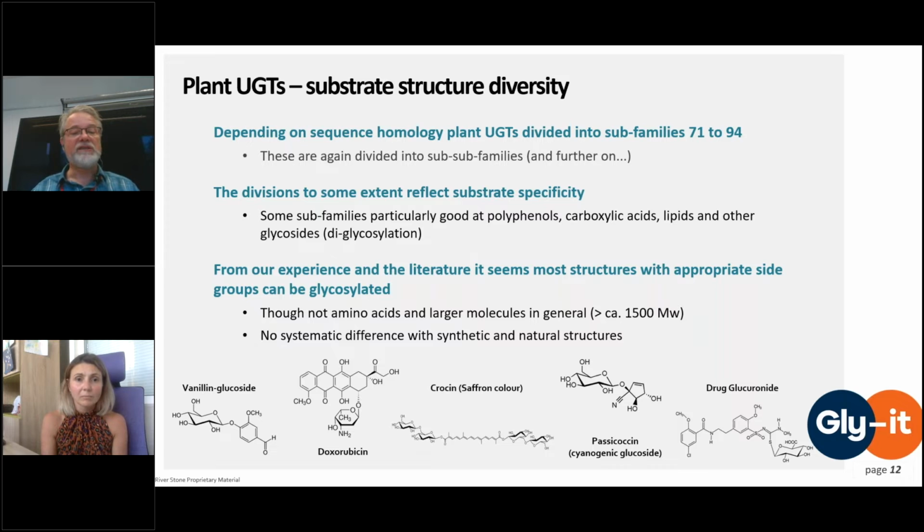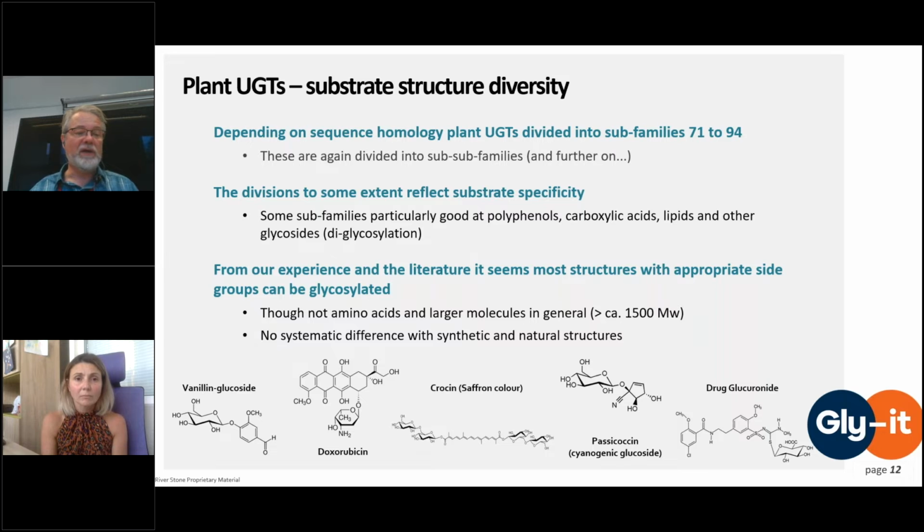We do not see any systematic difference between synthetic and natural small molecules. They seem to be indifferent about this. One thing to keep in mind though is that if the folding of the small molecule in a given solution is such that the only available side group is sort of shielded from the environment, then things get difficult. There are things to do about this, but it does get difficult.